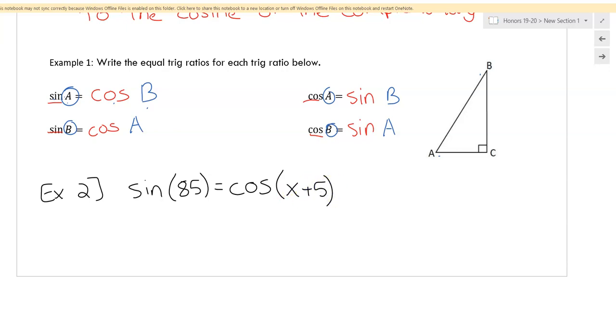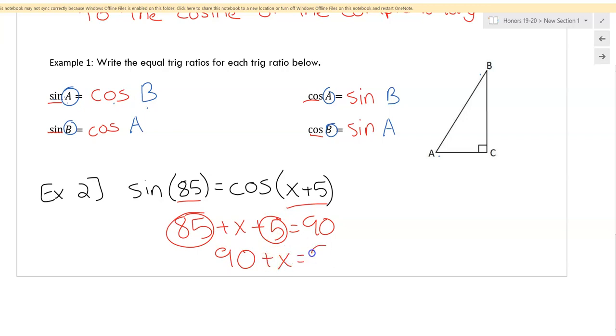Well, what do I know? I know that these are complementary angles, so these add up to 90. This is a weird problem, that's okay. I chose odd numbers, that's okay. To solve this, I'm going to combine these because they're on the same side. 90 plus x equals 90. Subtract 90, and x just happens to be 0. So you can have this other type of problem you might solve if you know that these things are the same.